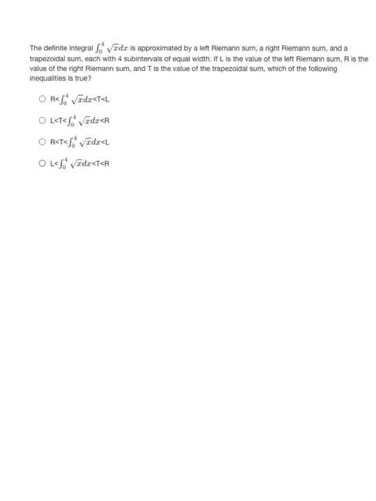So we're approximating this definite integral again, but now we're doing it with a left Riemann sum, a right Riemann sum, and a trapezoidal sum, each with 4 subintervals of equal width. And basically we're asked to put these things in order. Which one of our sums is going to be smallest, biggest, in the middle, and then compare that to the actual definite integral. And so we just need to think about this graph, a super rough graph, but it's going to look roughly like that.